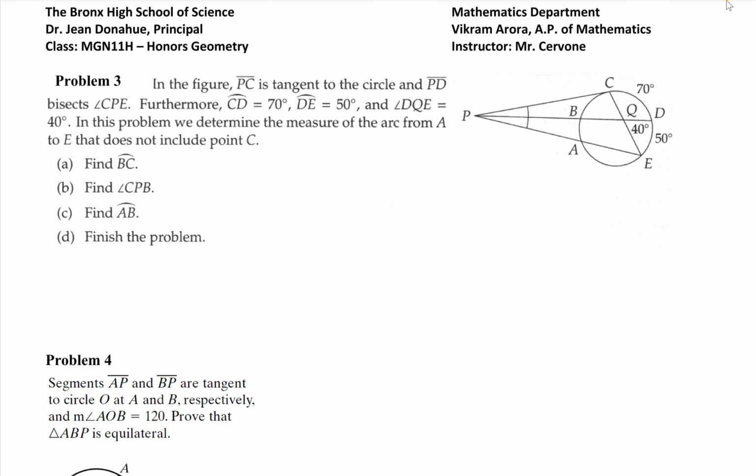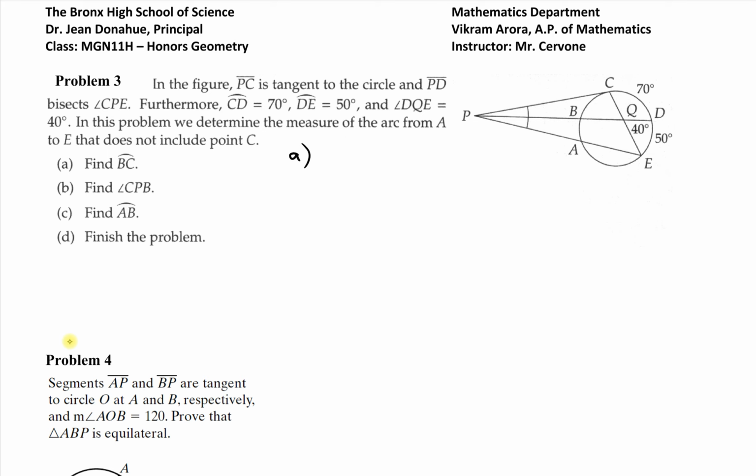Okay, so in problem number 3, here we want to figure out arc BC for part A from all the given. So let's see. We're given what? 70, 50. How do we figure that one out? Well, if you look at chord CE and chord BD, they intersect at Q, correct? So let me write this down. Part A, they intersect at Q and create an angle of 40 degrees.